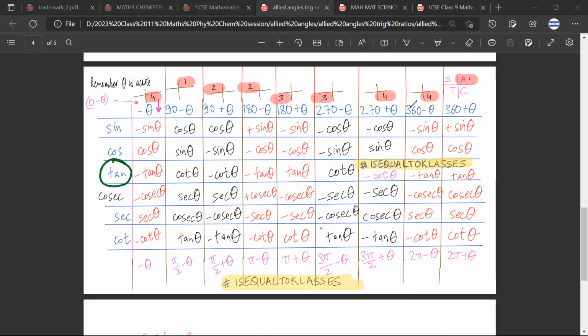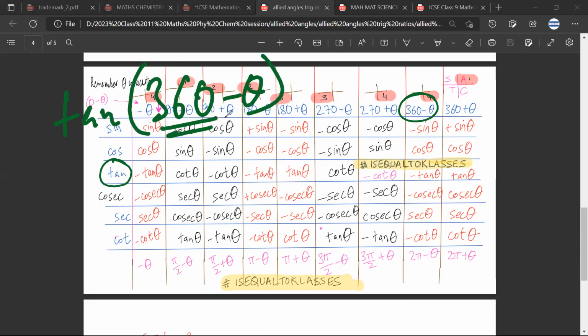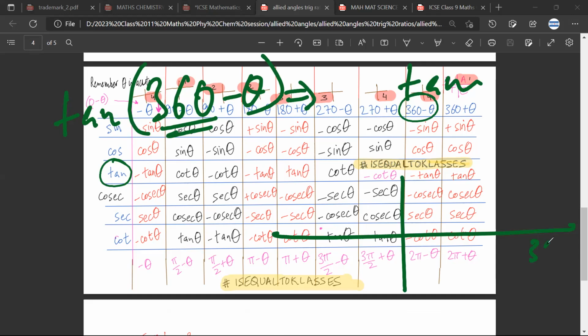So let us take any random value, tan 360 minus theta. There is a 360, so tan would remain tan. 360 minus an acute angle, say the acute angle might be 30, so I am in the fourth quadrant. In the fourth quadrant, all sine tan cos, tan is negative. So this would be minus tan theta. So tan 360 minus theta should be equal to minus tan theta. Is it making sense?